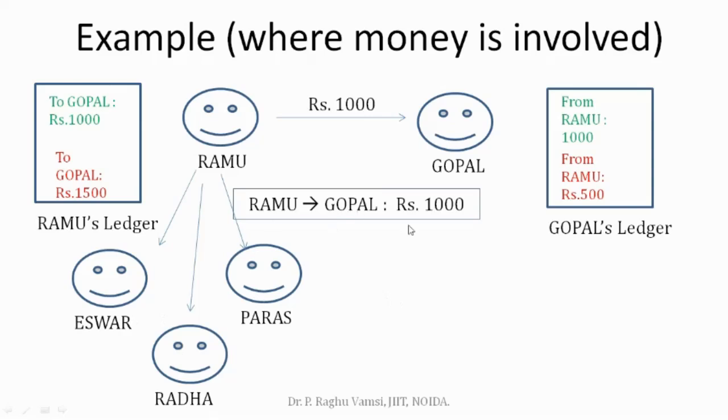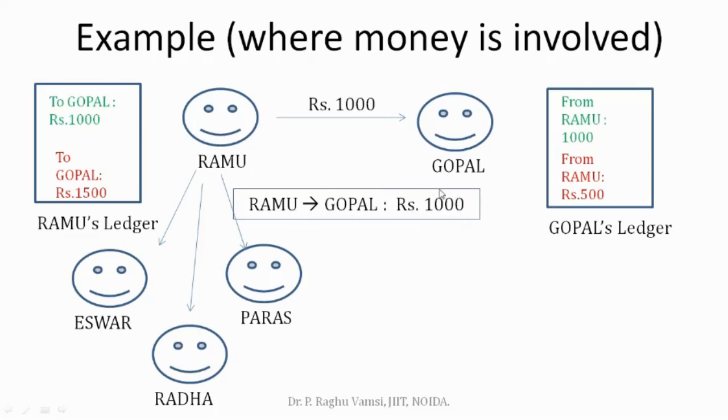So whenever the witness is there, first of all, Ishwar, Paras and Radha should know what amount is already available with Ramu. Whether Ramu is already having this particular 1000 rupees or not should first be verified, and whether this transaction has been initiated from Ramu himself or not should be verified, and whether Gopal's identity is correct or not should also be verified, and whether Ramu actually has the balance of 1000 rupees or not is also verified.